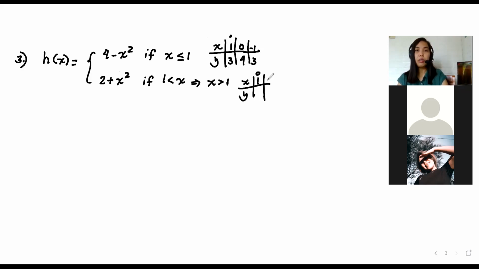So we have x greater than 1, so 1, 2, and 3. 2 plus 1, it's 3. So 2 squared, it's 4, plus 2, 6. 3 squared, it's 9, plus 2, 11. So let's graph 1, 3, 0, 4.